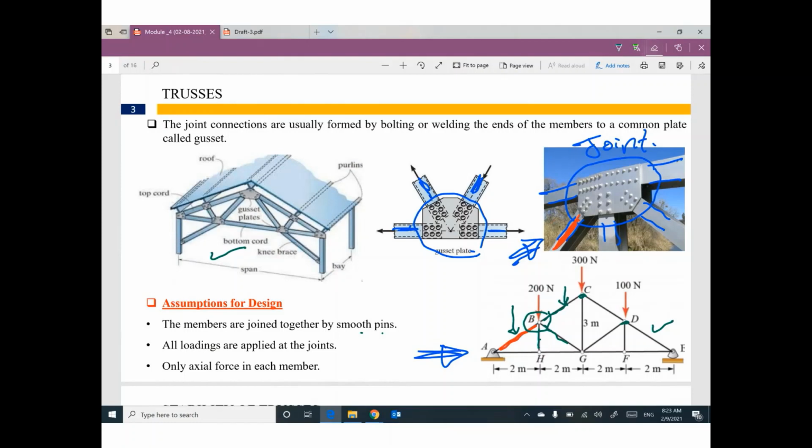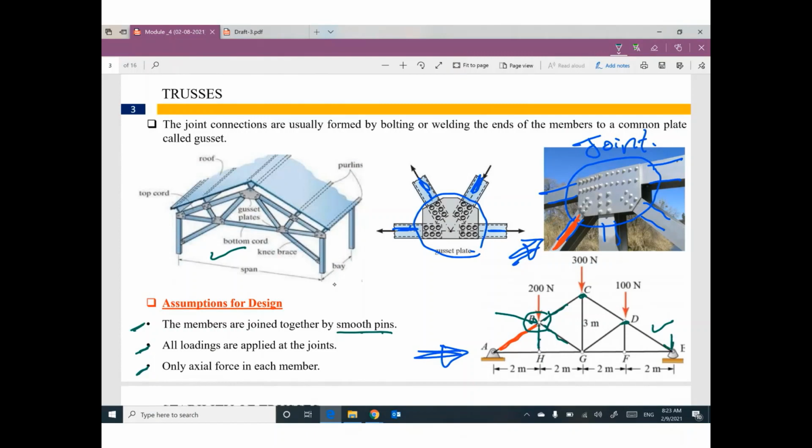Doesn't make any sense. To have a truss, that means we have three conditions. All members are joined together by smooth pins. We are assuming this joint as smooth pins. All loading are applied at the joint.